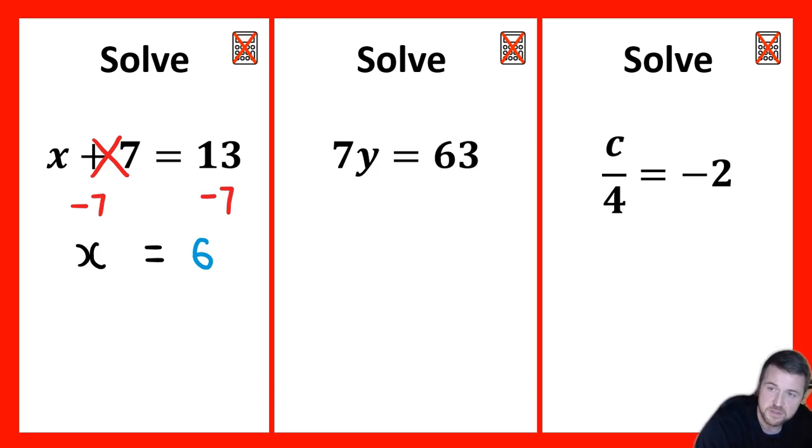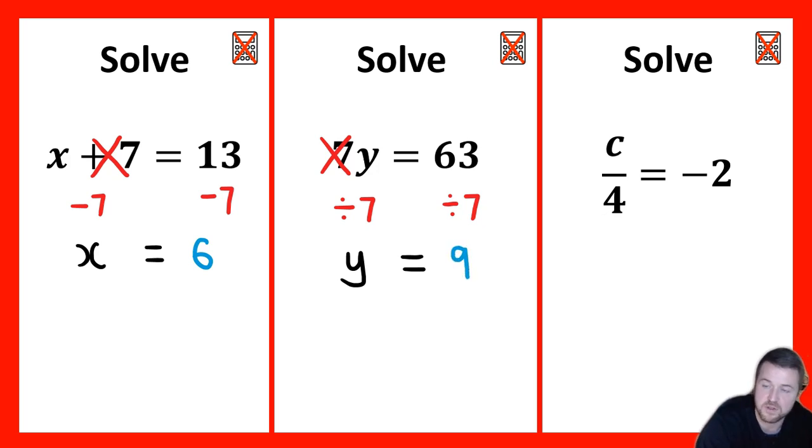For the next question, solve 7y equals 63. We need to find the value of y that makes this true. On the left-hand side, we can see that y is being multiplied by 7. To eliminate the multiple of 7, I'll need to apply the inverse operation, which would be to divide by 7. Since I'm doing this on the left-hand side, I would also need to do this on the right-hand side, leaving me with y on the left-hand side, and 63 divided by 7 will give me 9 on the right-hand side.